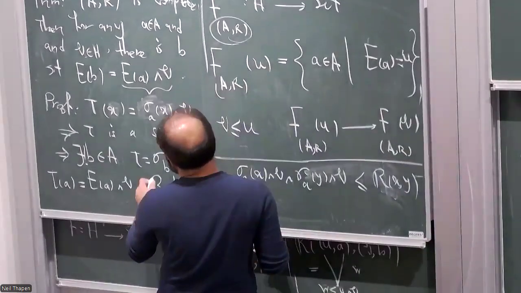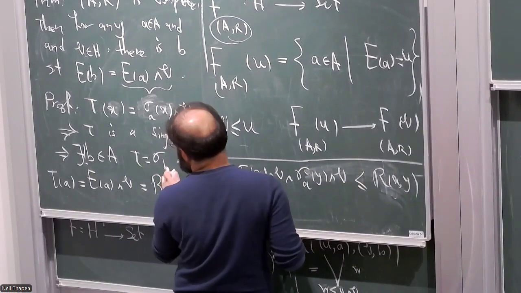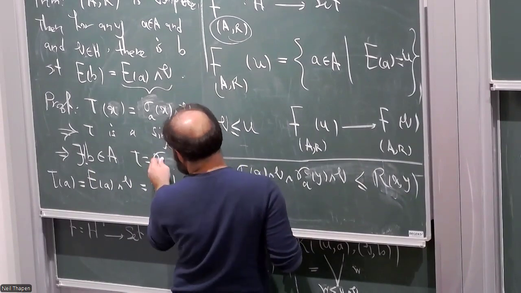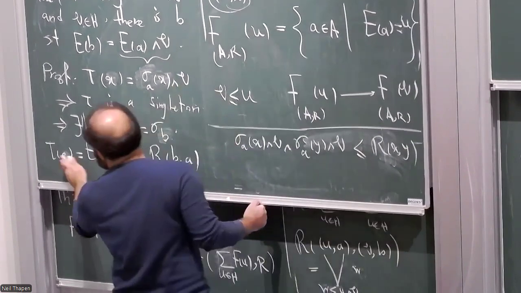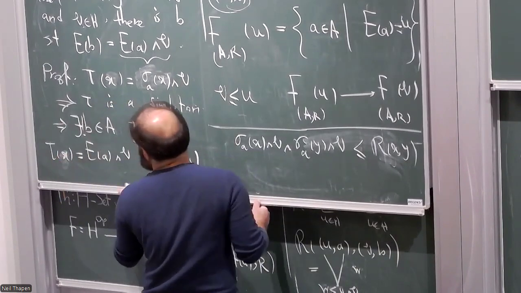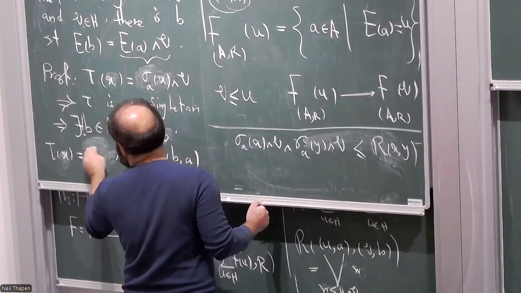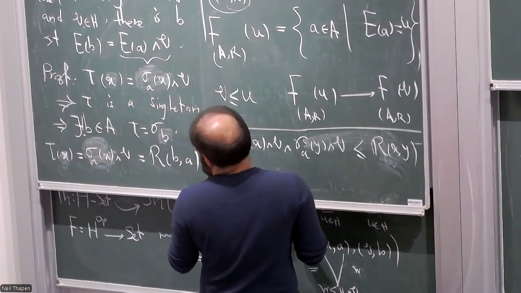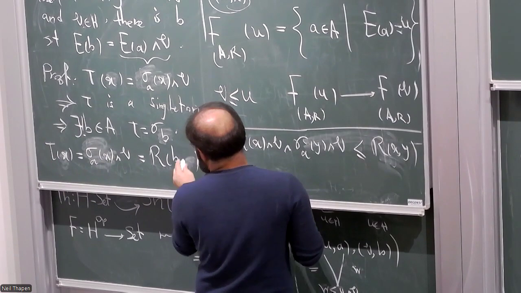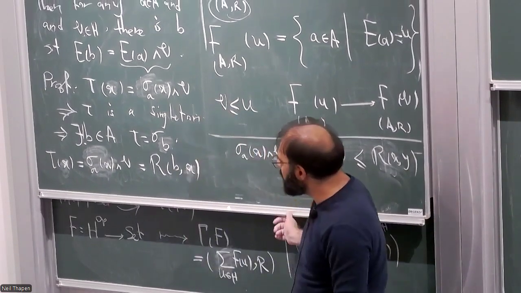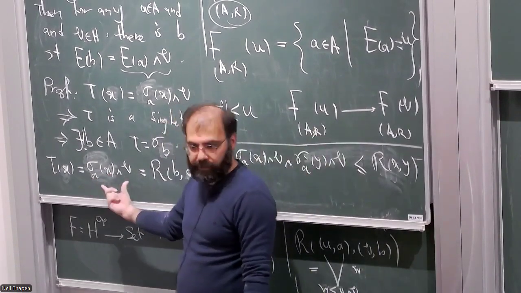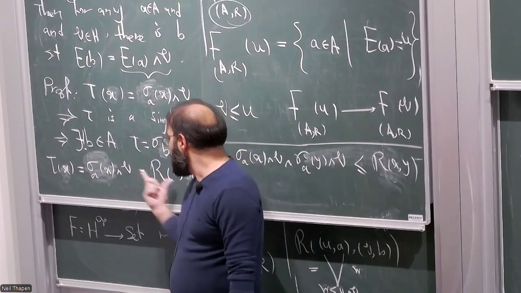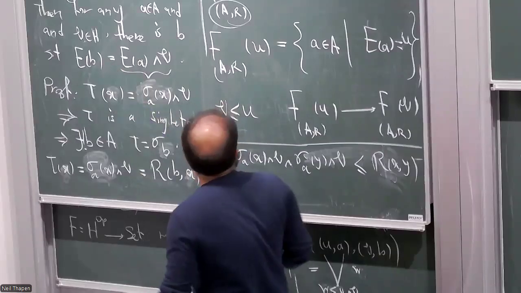Therefore, there is some unique b such that tau is sigma of b, that's fine. Therefore, tau of x is sigma A of x and v, which is sigma b of x. So this equality is true for any x. And if you have it for any x, then you can prove this. How? Like this.